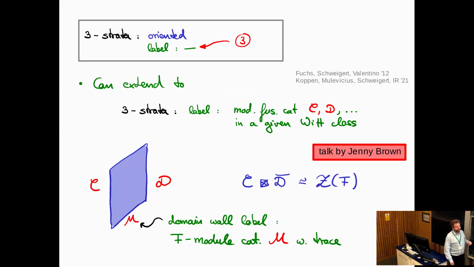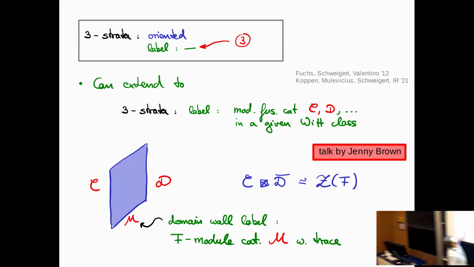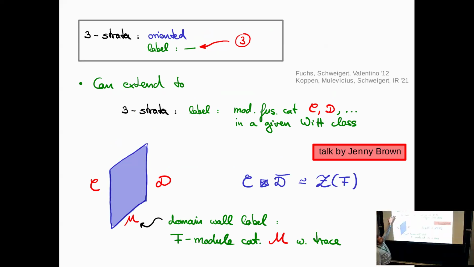Then what Jenny just commented on, I wanted to say, so the three strata were currently unlabeled, but you can extend that formalism to also label the three strata, and then you would label them by modular fusion categories. But they have to live within a given bit class, or they can't talk to each other across domain walls. So you have the same formalism where you now label the three strata. It becomes more complicated, but there's still a formalism for it.